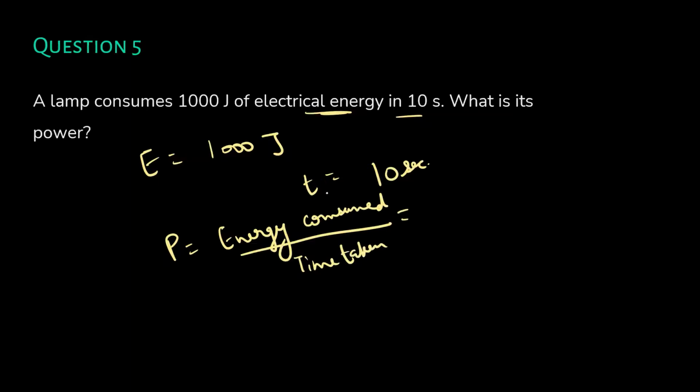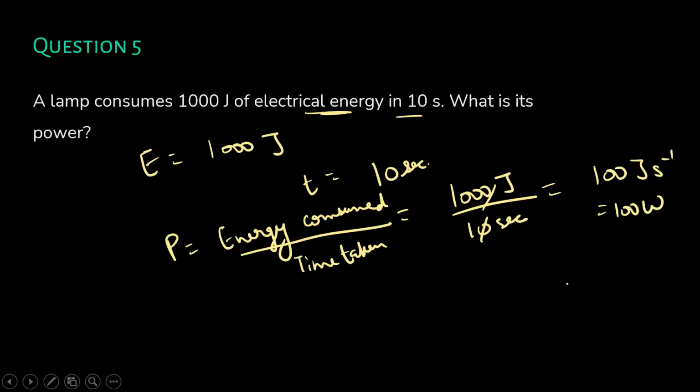So we'll quickly calculate this. What is the energy consumed? 1000 joules. Time taken 10 seconds. How much is the power? 100 joule per second, or we can say 100 watt. Okay.